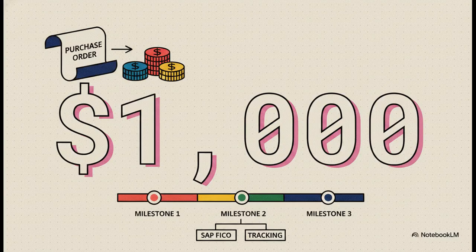Let's anchor all of this theory we've been talking about with a very specific real-world scenario. Let's say you have a single, long-term project purchase order worth exactly $1,000. It's a big project, right? And the vendor demands milestone payments along the way. How on earth do you track all of that cleanly in SAP?